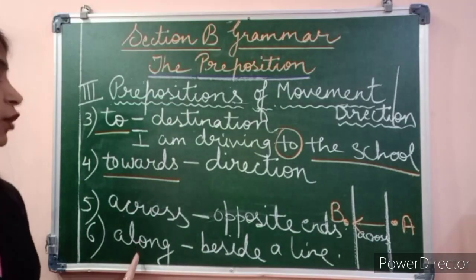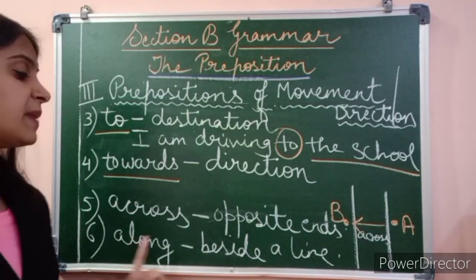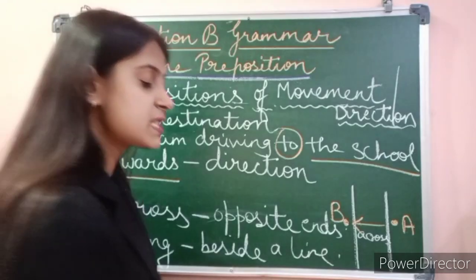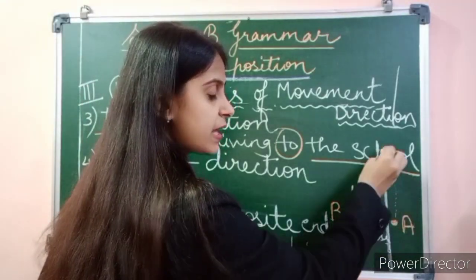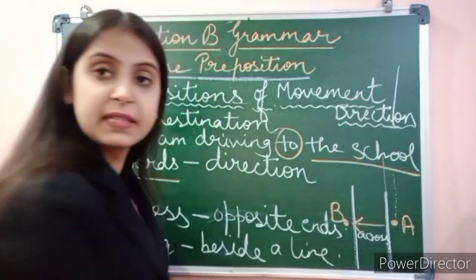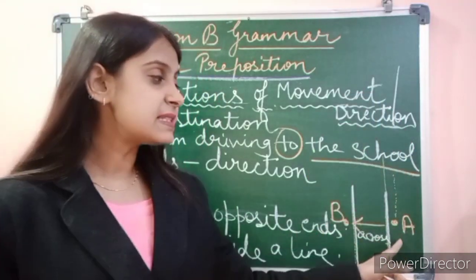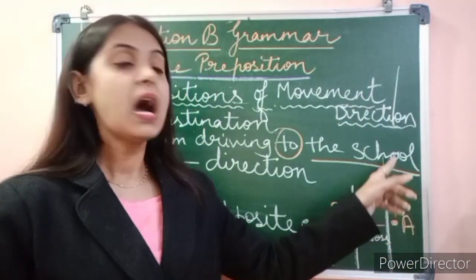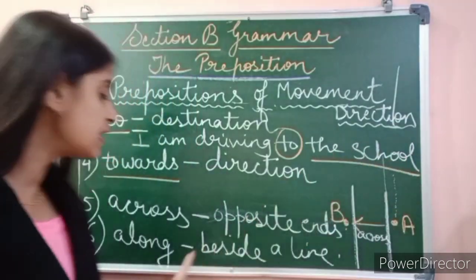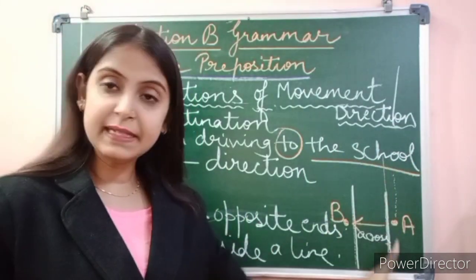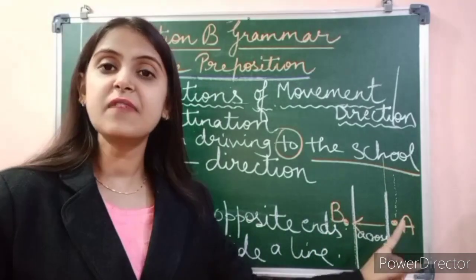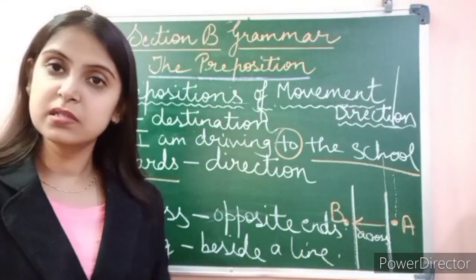Opposite ends. What do you mean by along? Along means beside a line. Suppose A is moving like this. Okay? Beside the line, beside the road, then I'll say A is moving along the road. Along is used when we talk of beside a line, and across is used when we talk about opposite ends. Right?